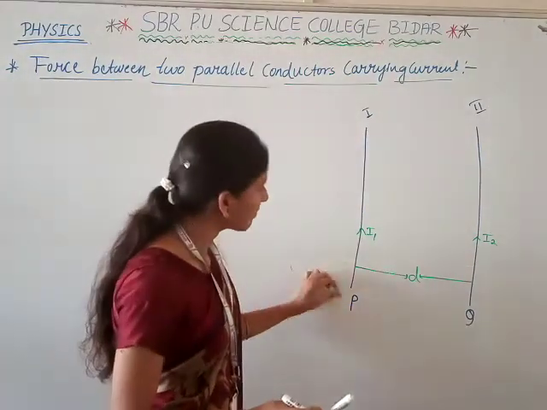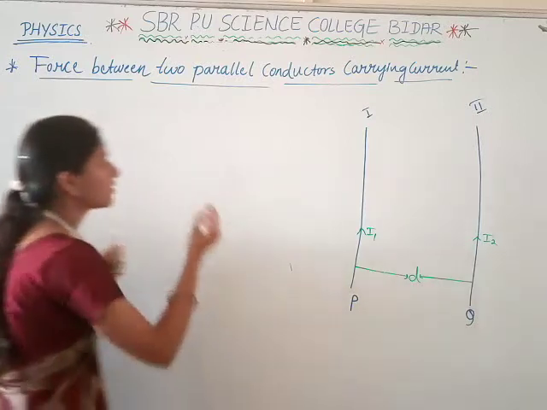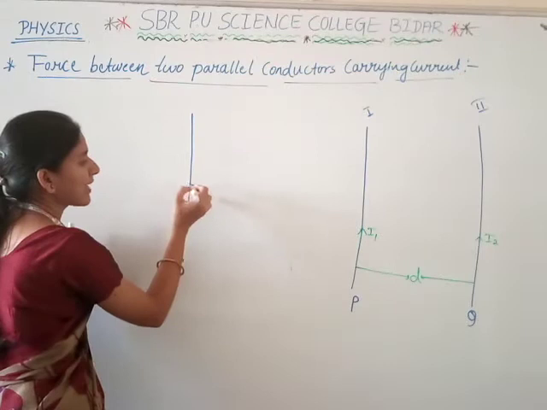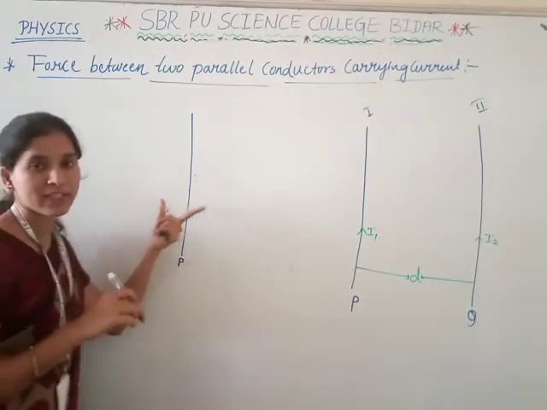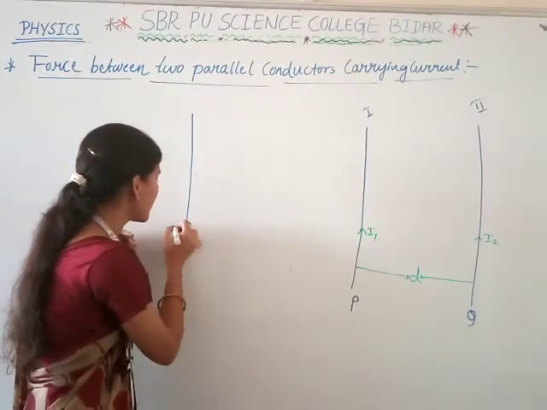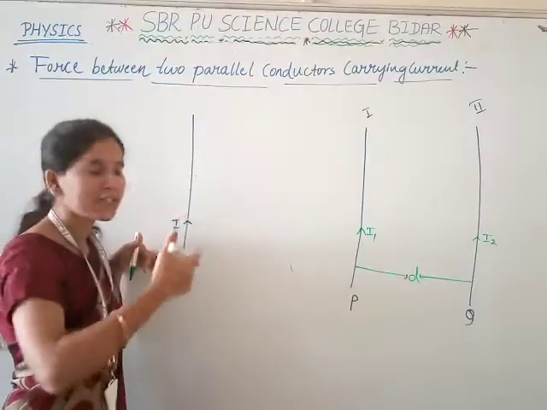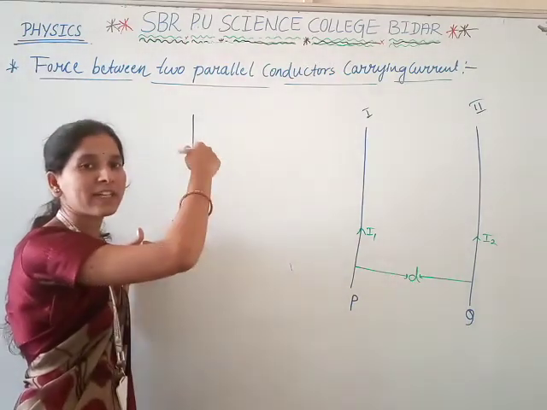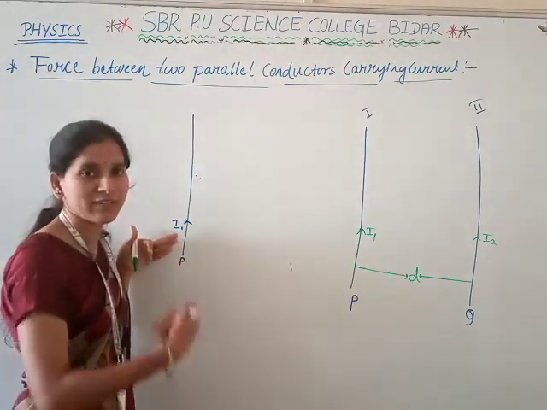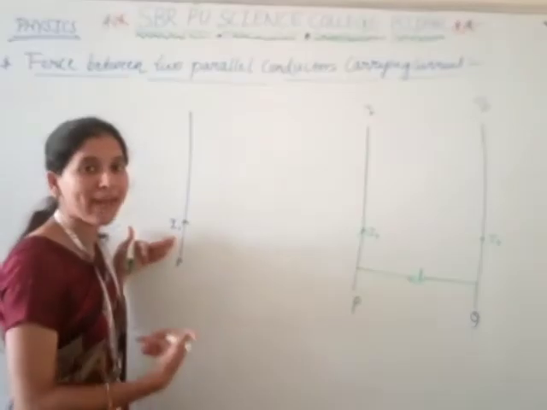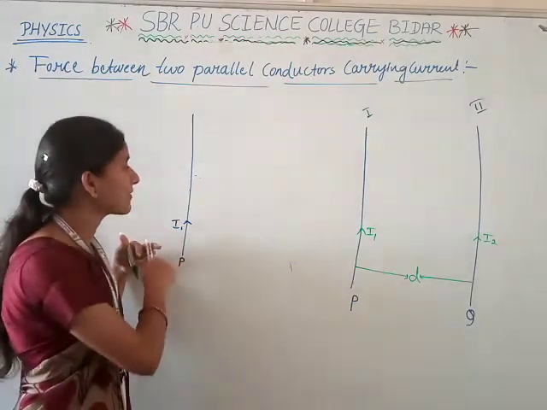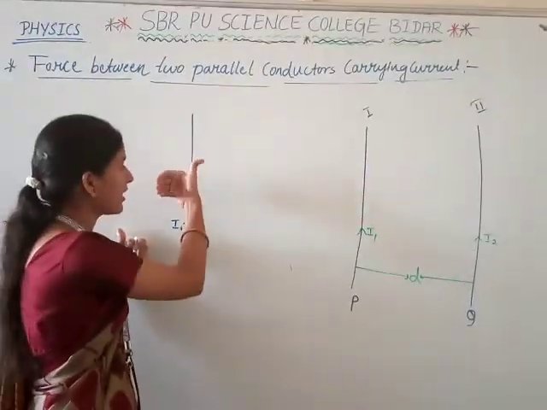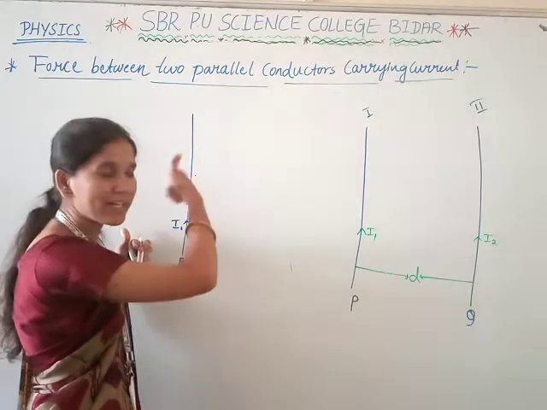The conductor P produces a magnetic field around it. How does it produce the magnetic field? Through the conductor P, the current I1 is flowing. When the current I1 is flowing through a conductor, it produces a magnetic field. By applying Maxwell's right hand rule, the thumb is placed in the direction of the current and the curl of the fingers shows the magnetic field.